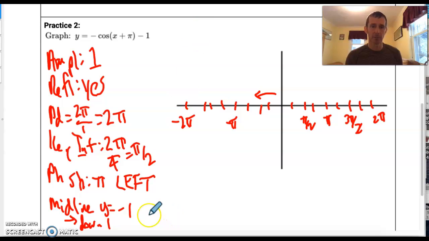So that's the first thing I'm going to graph. That's number 1. So I'm going to go down 1. I'm going to put a little mark on there because that helps me realize that my max is going to be up here and my min is going to be at -2.